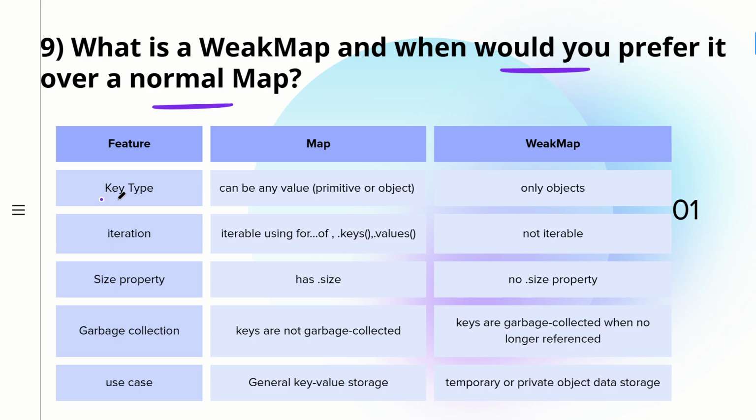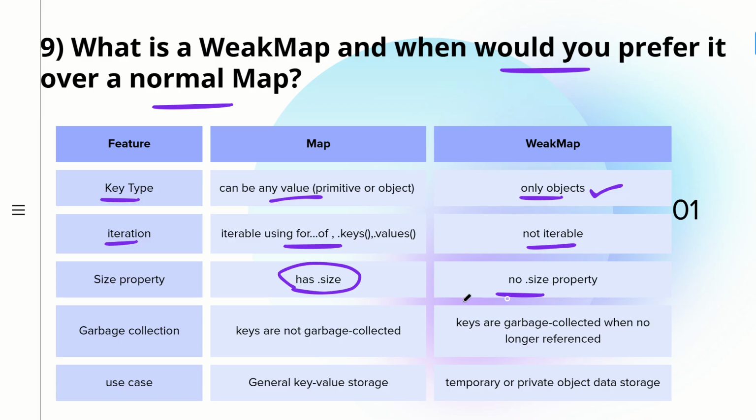So the first feature is about the key type. We have seen in the previous slide also that for WeakMap we can only have objects, whereas coming to Map we can have any values, that is primitive or object. But with WeakMap it is compulsory to use objects only. Coming to iteration, Map is iterable using for...of, keys, values. So these methods we can use and they are iterable, whereas WeakMap is not iterable.